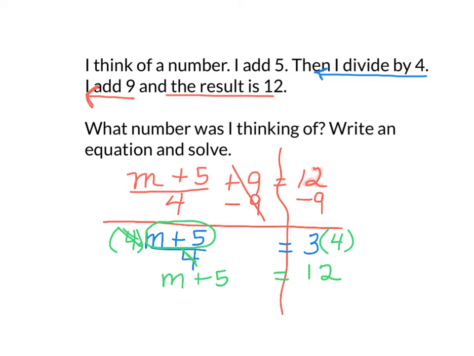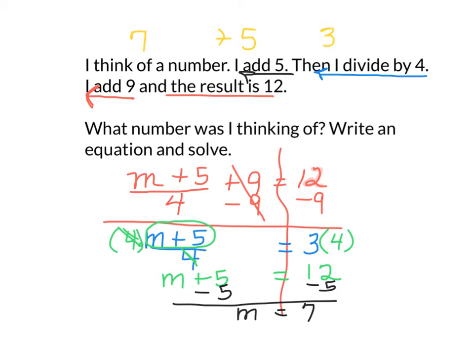Now I'll undo the addition of 5 by subtracting 5 from both sides. And I get m equals 7. Okay, so I write out the equation, then I solve in reverse order from the things that I had written down. If I check my answers here, let's see, I'm thinking of a number. That number is 7. I add 5, I get 12. I divide that by 4, I get 3. I add 9, I get 12. So I had the right answer.